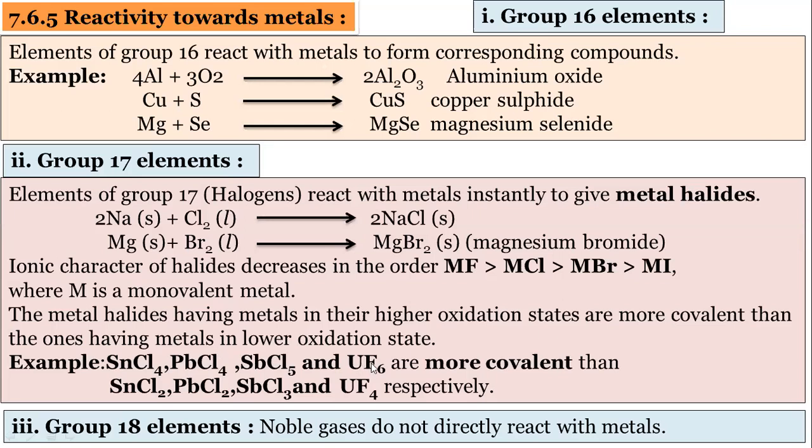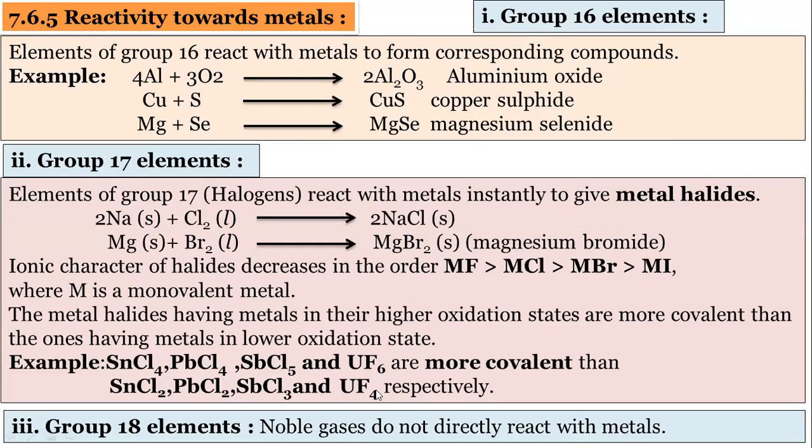So these compounds are more covalent than SnCl2, PbCl2, SbCl3, and UF4, because in these the metals have the higher oxidation state. Remember, when the metals have the higher oxidation state, the compounds are more covalent. Then group 18 elements do not react directly with metals.